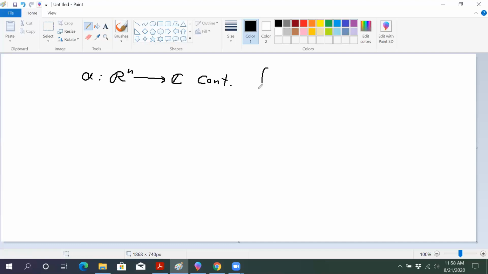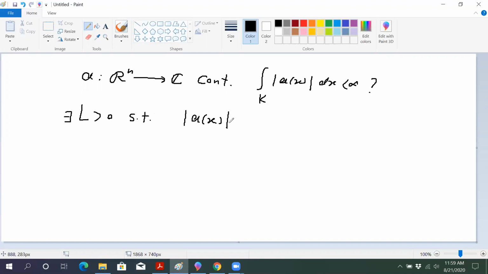What does it mean? It means the integral of the absolute value of f(x) on every compact set is finite. Why is it like that? Just now we mentioned something. Do you remember? Since f is continuous, it maps compact to compact, and compact in C is bounded. So since f is continuous, on K it is bounded. It means there is a positive number L such that the absolute value of f(x) is less than or equal to L for every x in K.